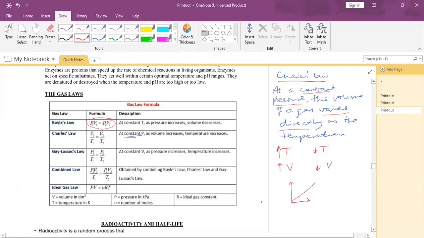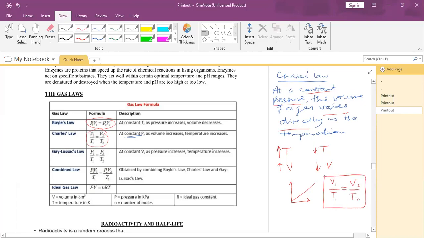Mathematically, this is the formula. In other words, the ratio of initial volume over initial temperature should be equal to final volume over the final temperature, T2. So V1 over T1 is equal to V2 over T2. That's how they are related.